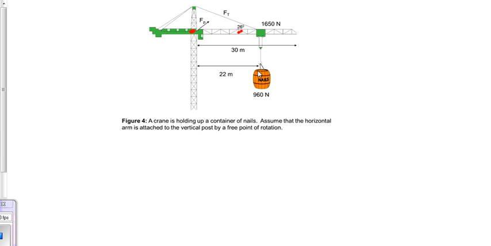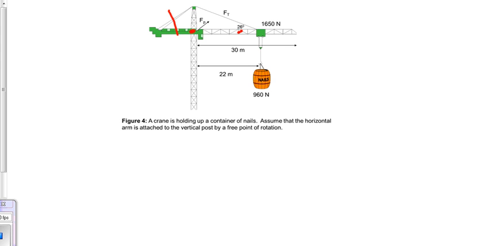And we have a 22-meter distance for the nails, a 15-meter distance for the weight of the beam, and then we have a force tension attached at 22 meters from our point of rotation. Our job is to find the value of force tension and the force of the pole. And we're not going to pay attention to this side of the question here. We're going to pretend that it does not exist to simplify the question.